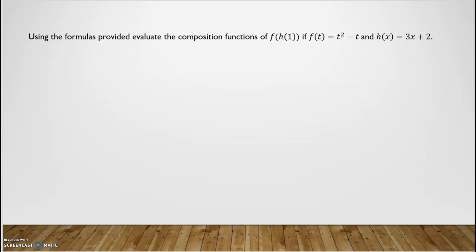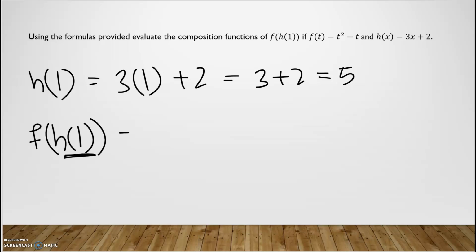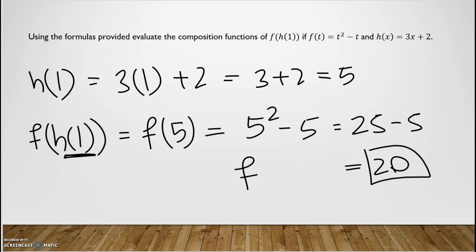Okay, so what I'm going to do is take h of 1. So that's going to be 3 times 1 plus 2. That will be 3 plus 2. That will be 5. So that means f of h of 1, well, we know this to be 5. So we're looking for f of 5. Okay, so I'm going to plug 5 in. So there'll be 5 squared minus 5. So that would be 25 minus 5. So our answer would be 20. So f of h of 1 is equal to 20.